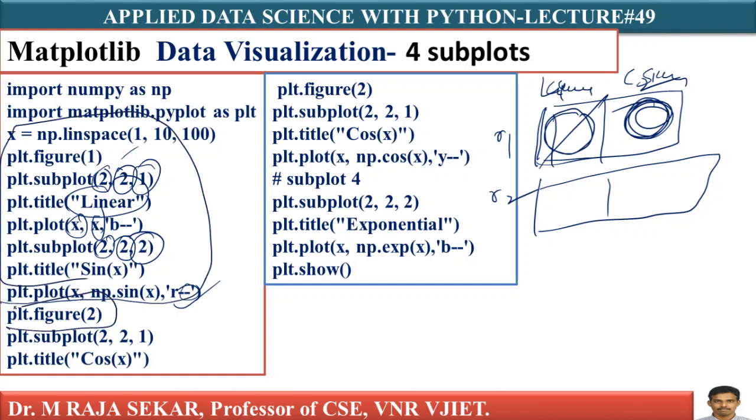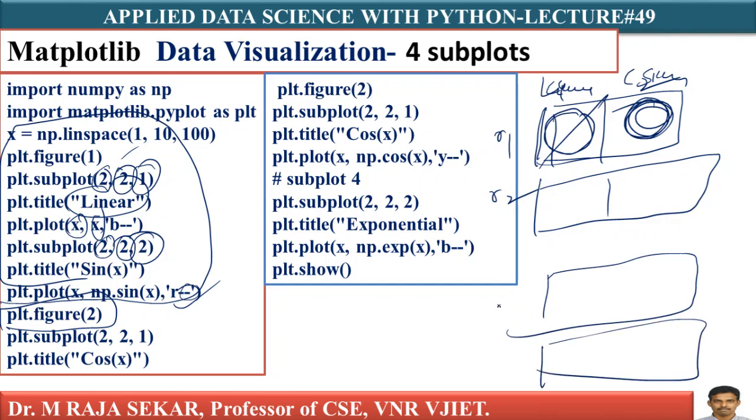Again I am keeping plt.figure 2. Again this one is splitting into 2 rows, 2 columns. This is the first row, second row. This is row 1, this is row 2, this is column 1, column 2. What am I doing here? plt.subplot with 2 rows, 2 columns, first figure. This is my first figure whose title is cos x. For this one I am keeping cos x.